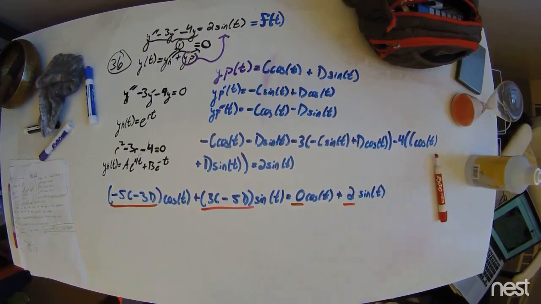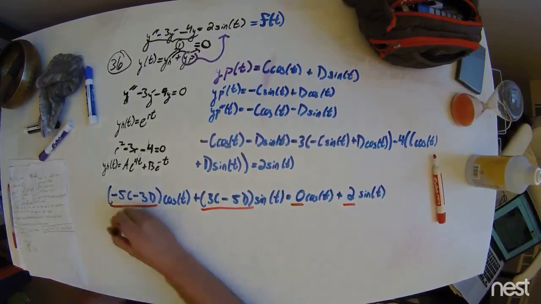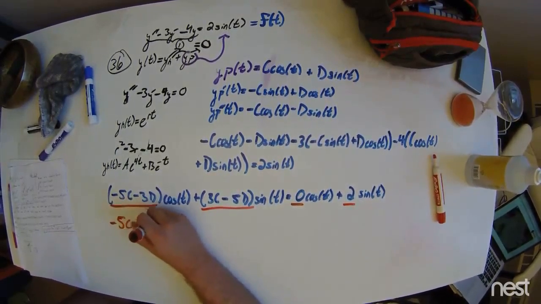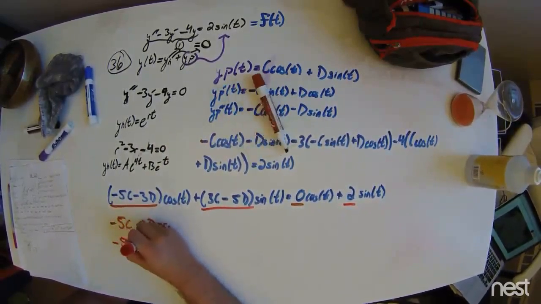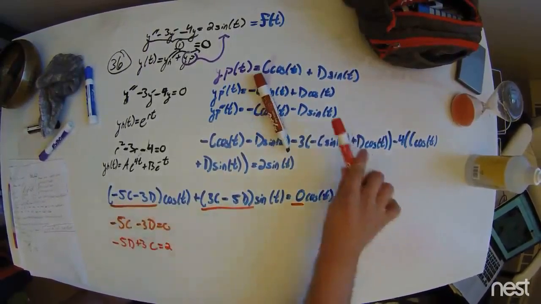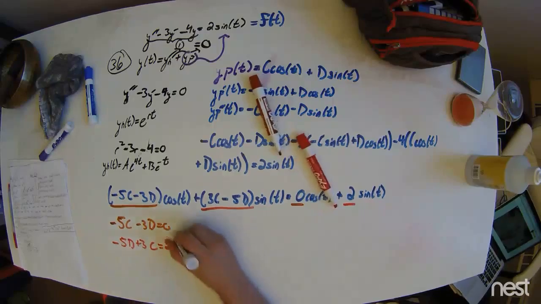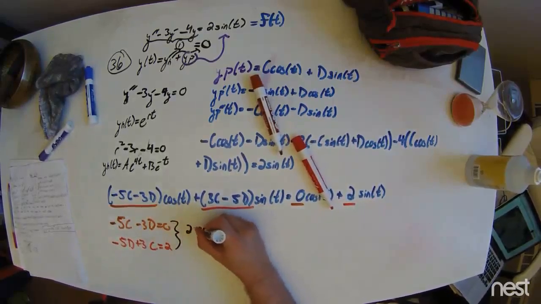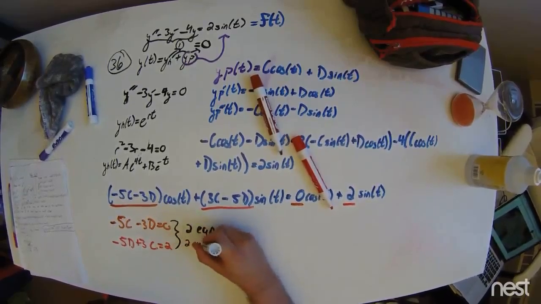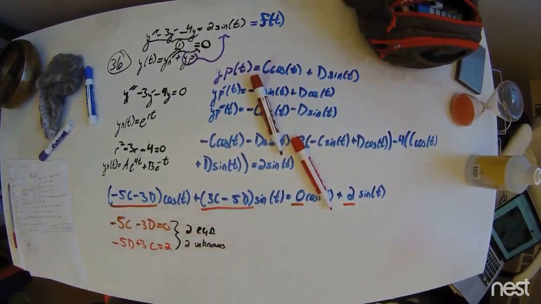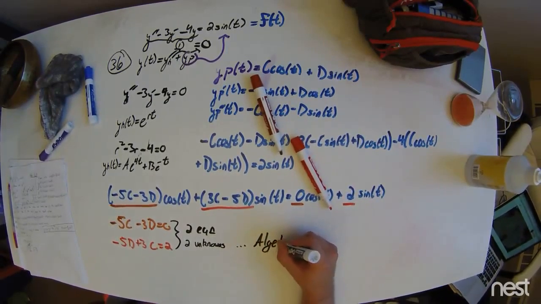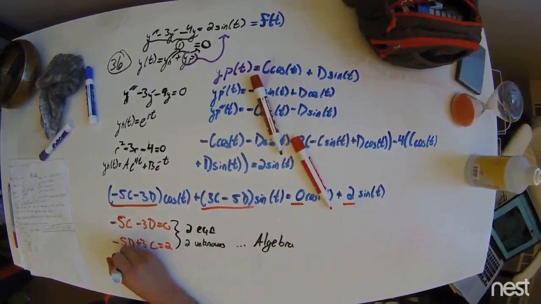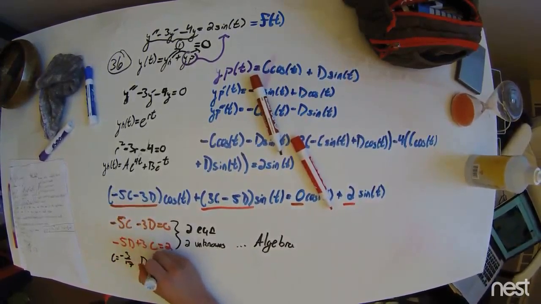You can solve for c and d via that. You have two equations and two unknowns. Minus 5c minus 3d equals 0. Minus 5d plus 3c equals 2. Two equations, two unknowns. Now doing some more algebra, you get c equal to minus 3/17, d equal to 5/17.